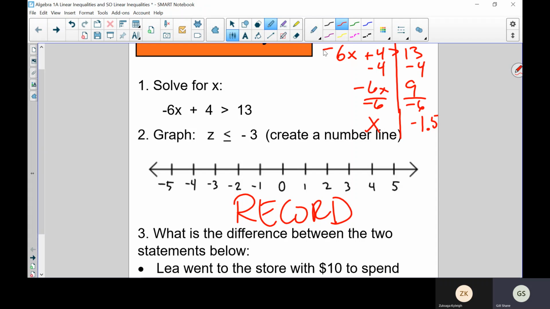Then we divide by negative 6 on the other side. Here is the one and only thing you have to remember that's different about solving an inequality versus an equation. If you divide through by a negative as the last step, you have to flip that thing. It's the only thing that's different. That's it.